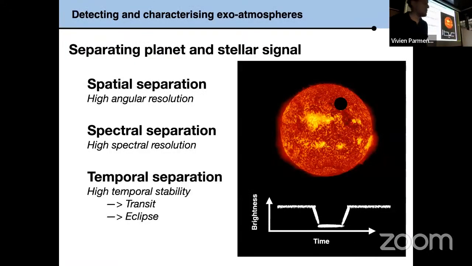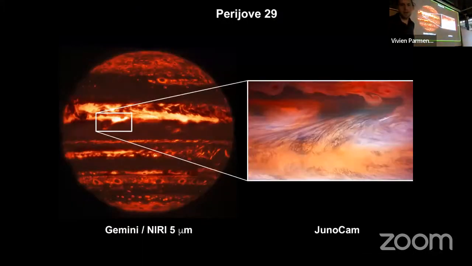We can also do eclipse, meaning that's when the planet goes behind the star. And so here we usually measure thermal emission, and this can be complicated. Eclipse spectroscopy is much more what we used to deal with on solar system objects, which is thermal emission from the planet. This is an example from Jupiter, which tells you that this is going to be complicated.